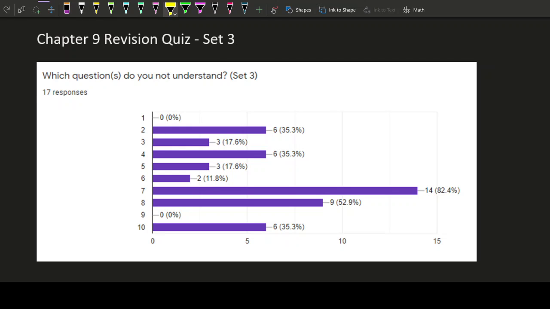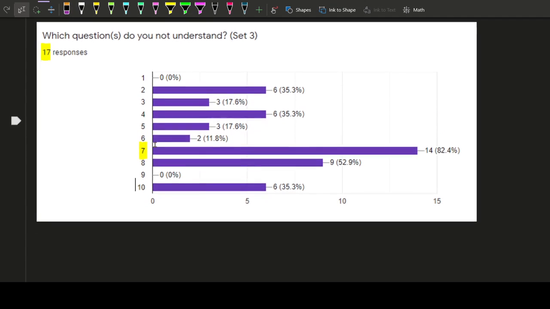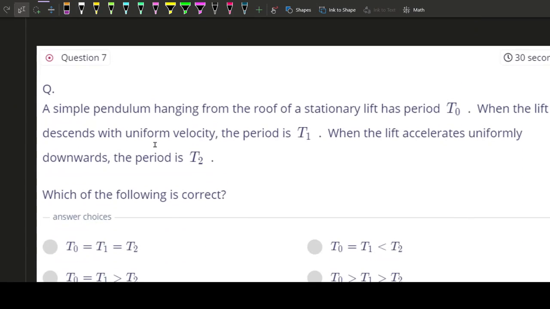Well, even fewer responses, 17 responses. But yeah, we have one question to discuss, which is question 7. The rest have fewer than 10 people responding. Okay, so let's discuss question 7.